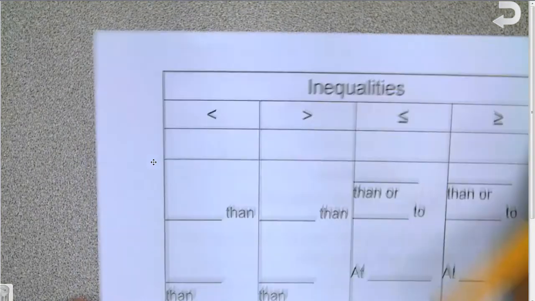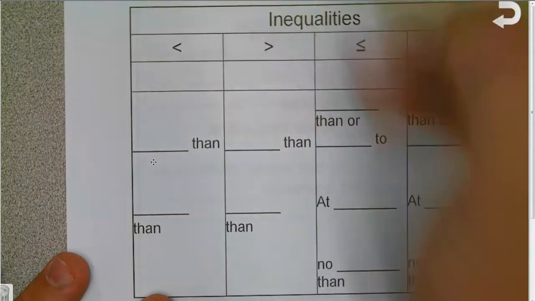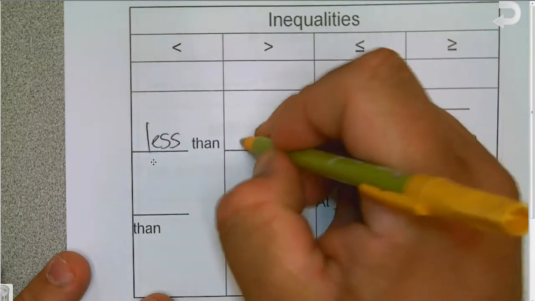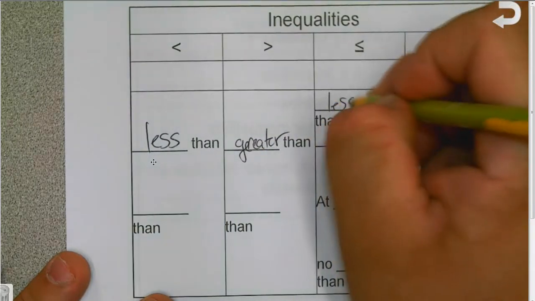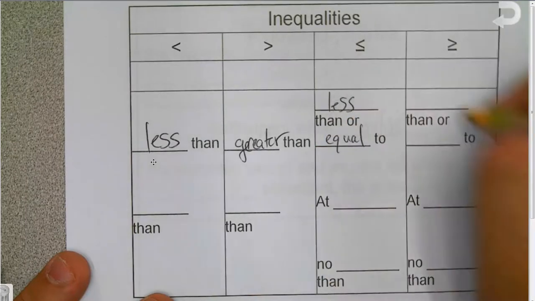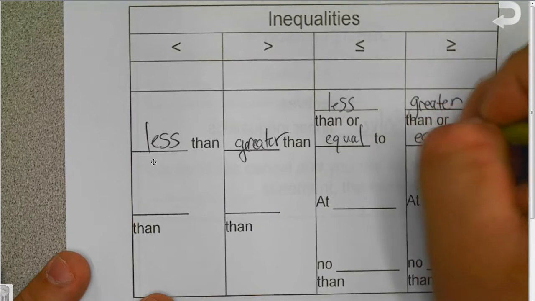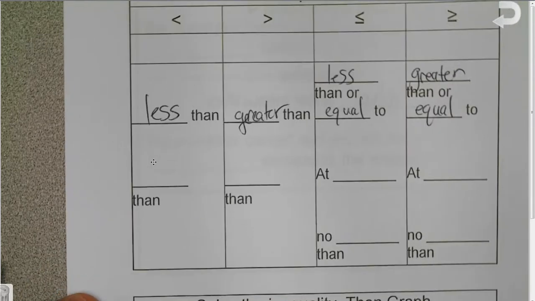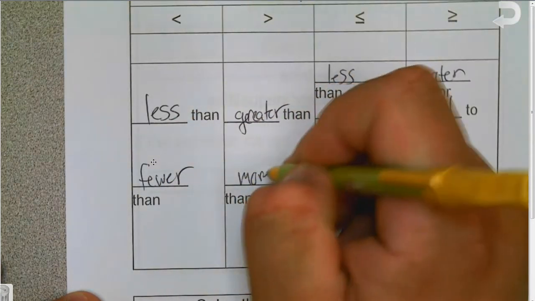Quick background knowledge. We have 4 types of inequalities. We have less than, we have greater than, we have less than or equal to, and we have greater than or equal to. Now, there are some other ways that they can word this. They could say fewer than for less, or they could say more than for greater.